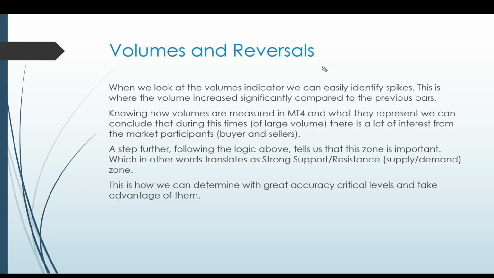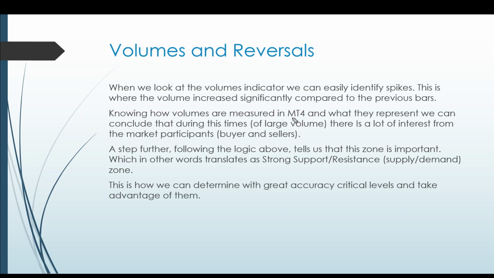Here we're going to talk about reversals when it comes to volumes. When we look at the volumes indicator, we can easily identify spikes. So you have this and then spike and then this, and then regular bars, spike and then small. Okay, this is what is meant here by spikes. This is where the volume increased significantly compared to the previous bars.